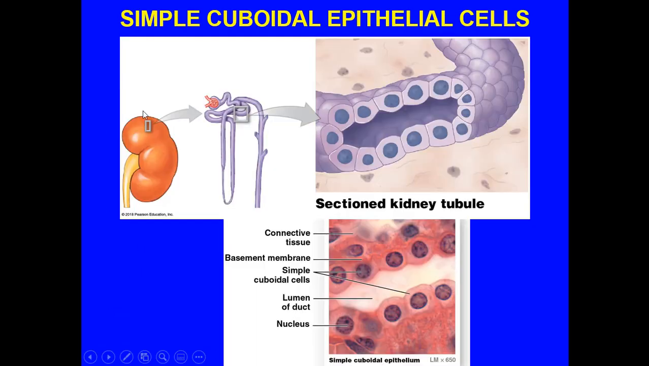You can see here simple cuboidal epithelial cells. These are well known for secretion and absorption. They're in the nephron here, which is a structure that's key in the kidney. So you have on each side of these connective tissue, you have a basement membrane, and you have simple cuboidal cells here. This is the empty space, the lumen of the duct, and of course you can see the nuclei of each of the individual cells here.